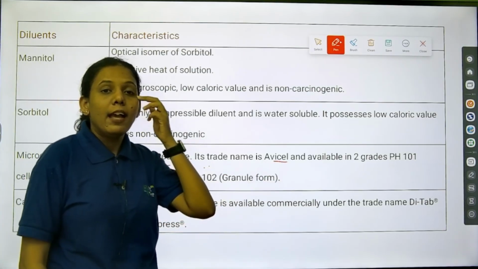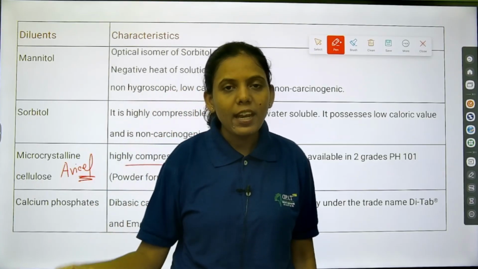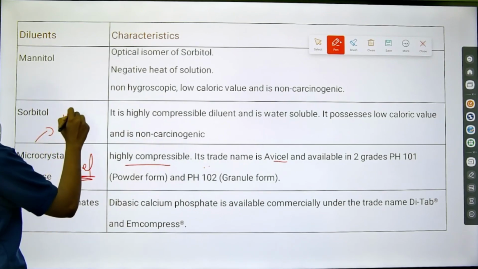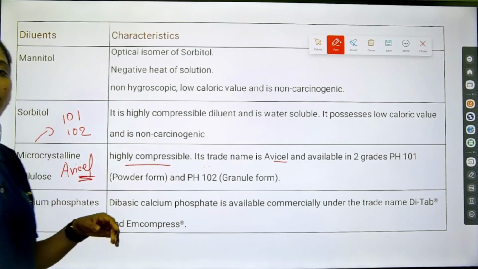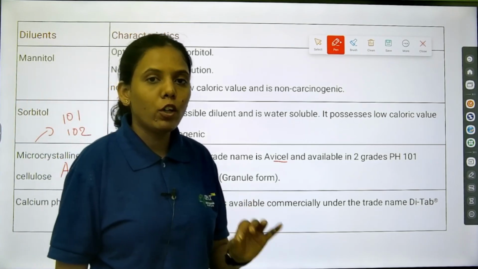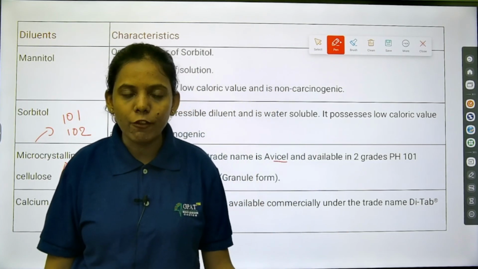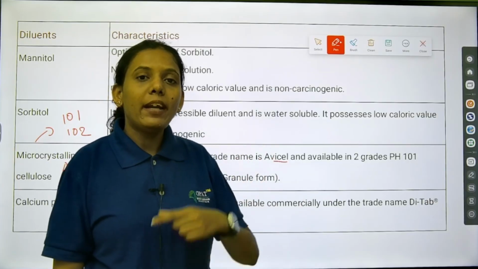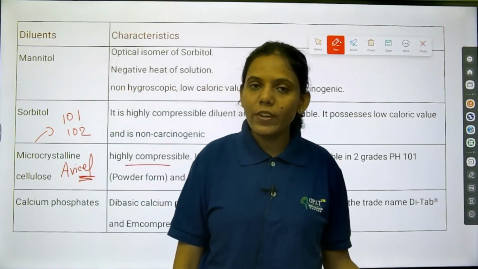Now remember, this is available in two forms, pH 101 and pH 102. What is the difference between pH 101 and 102? 101 is a powder form, 102 is a granular form. While you are reading, it is easy to remember, but in the long run you may get confused about which one was powder form and which one was granular form.